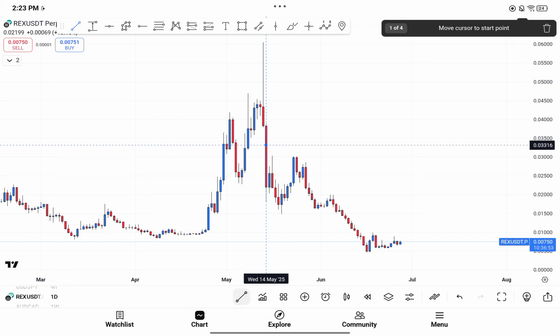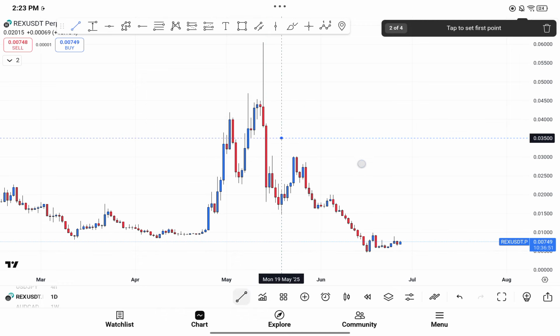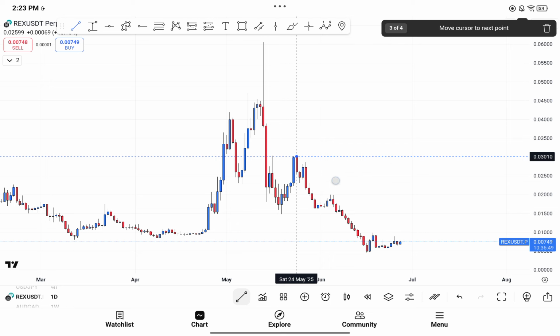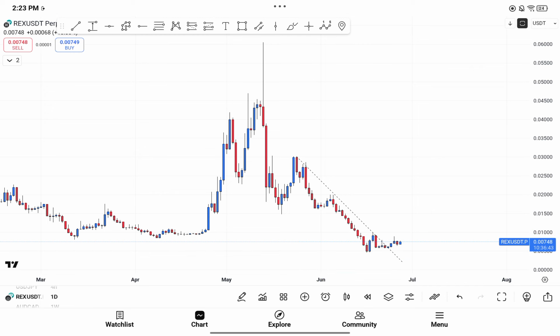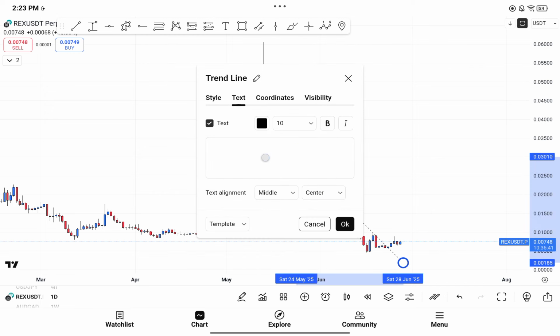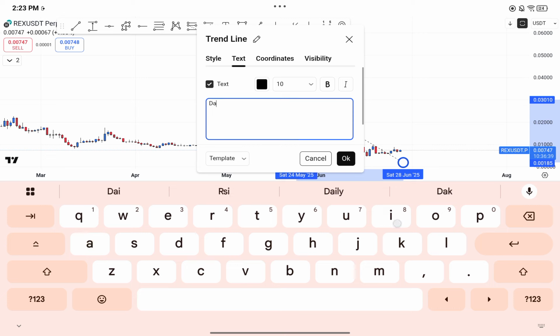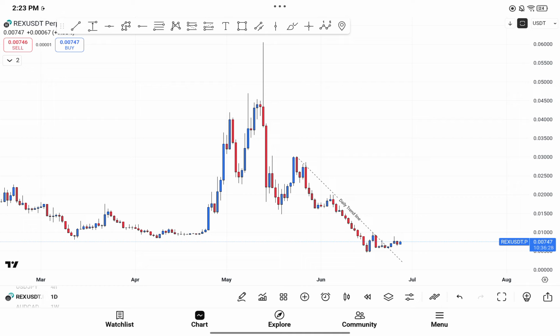The first thing we can see is that we're having a downward trend for some time, a consistent downward trend, and you can see the trend line has been broken. So I'm going to label this the daily trend line. Do you understand? So the trend line has been broken.